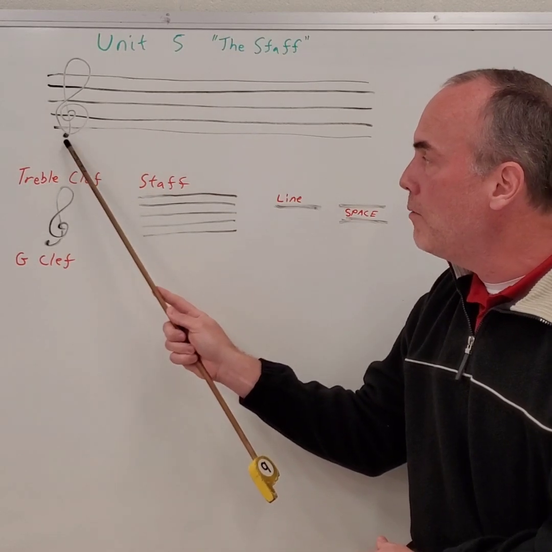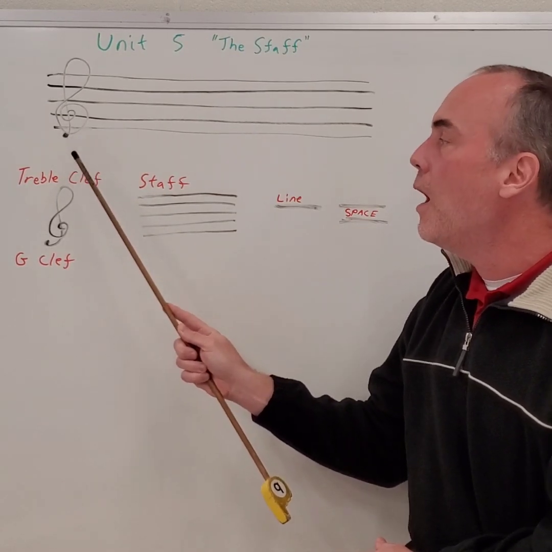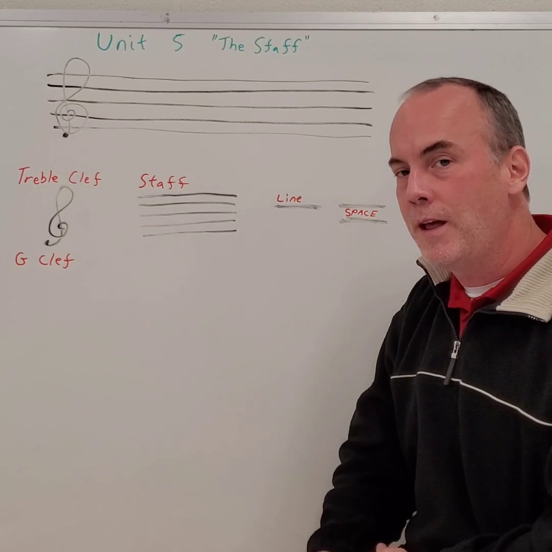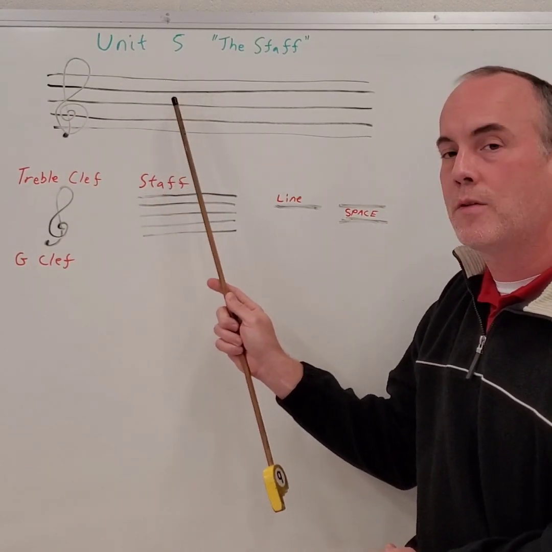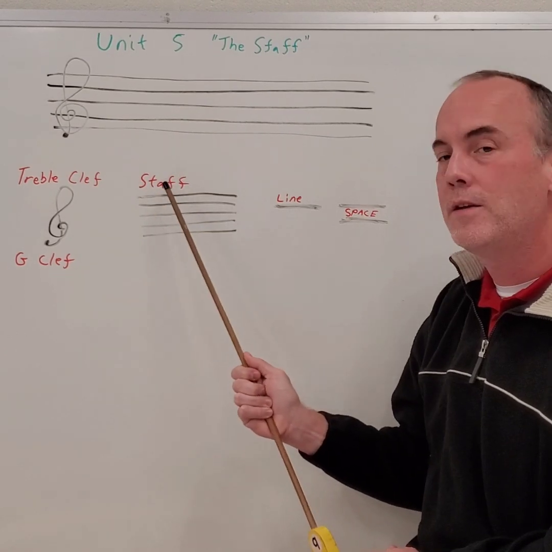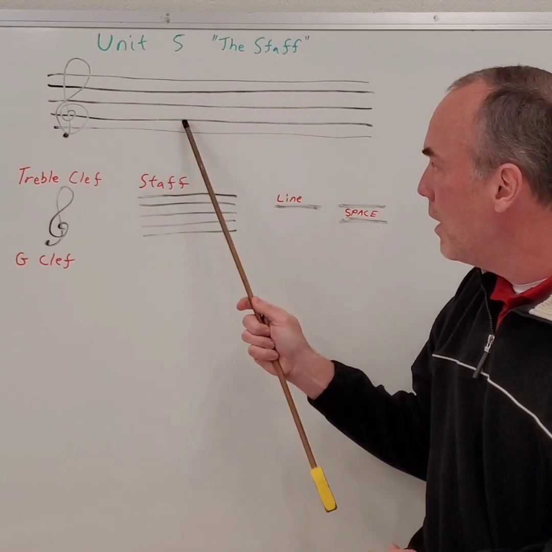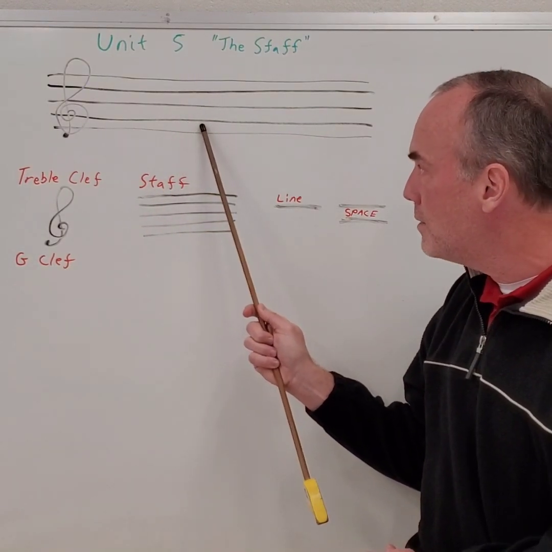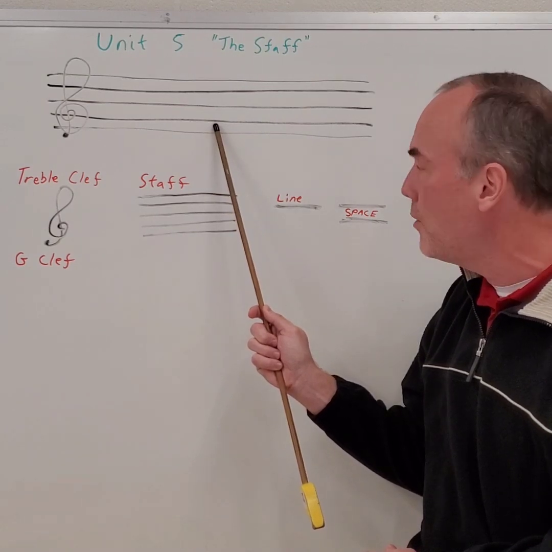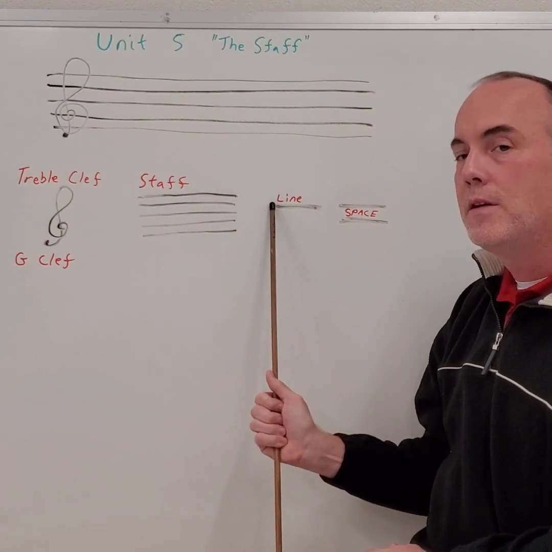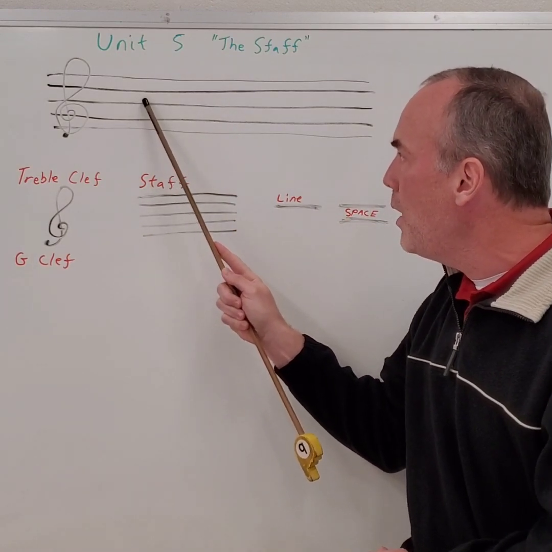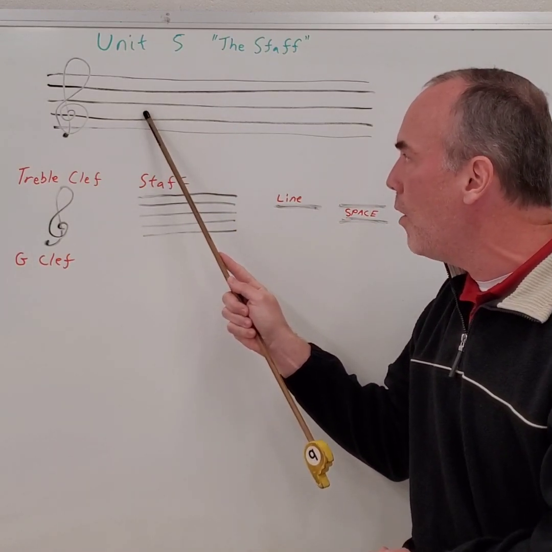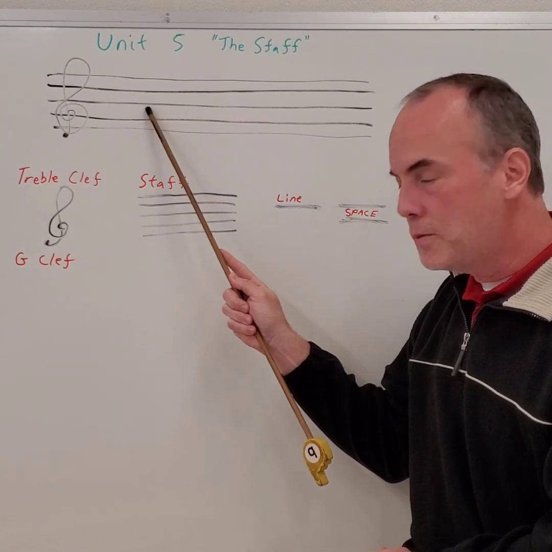The first thing we run into is a treble or a G clef. Good job. Then the second thing we have is 5 lines with 4 spaces, and that is called a staff. Right. And then if we talk about one of these long things that stretch from one side to the other, that is called a line. Very good. And the area in between the 2 lines is called a space.